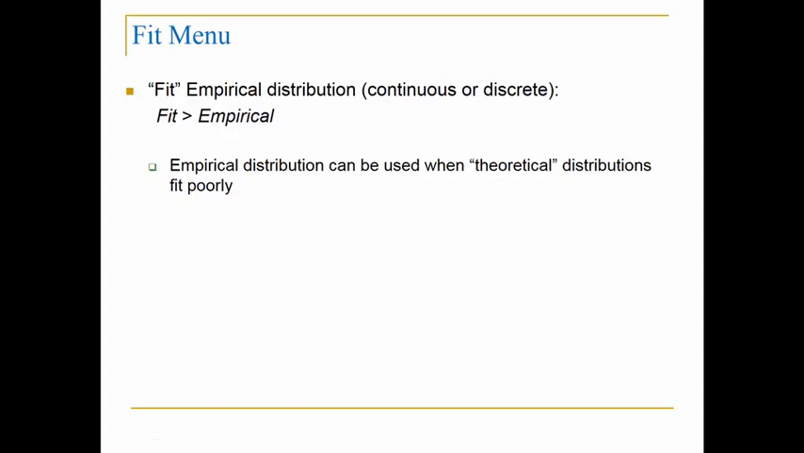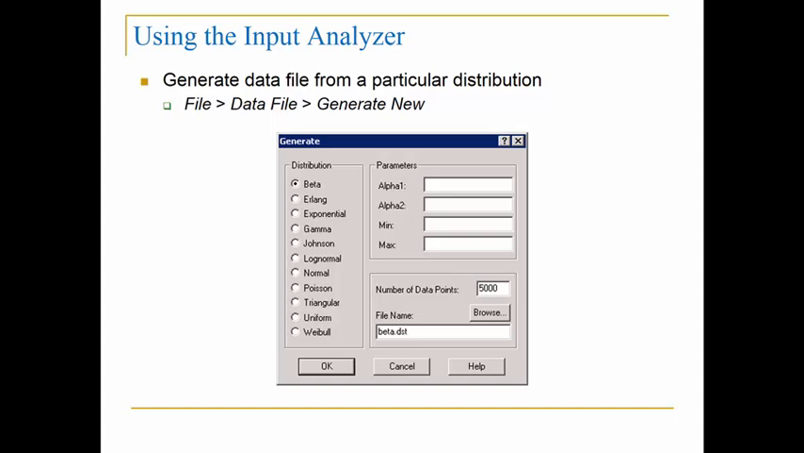You can also fit an empirical distribution, and this is for the case in which you have no other options. So the empirical distribution can be used when theoretical distributions fit poorly. And finally, the last thing that you can use with the input analyzer is to generate data. So in the case you want to generate some data that follows a specific distribution, you also have that option here for the input analyzer. But for the purpose of this class and the purpose of the project, that's not going to be a tool that you're going to use.